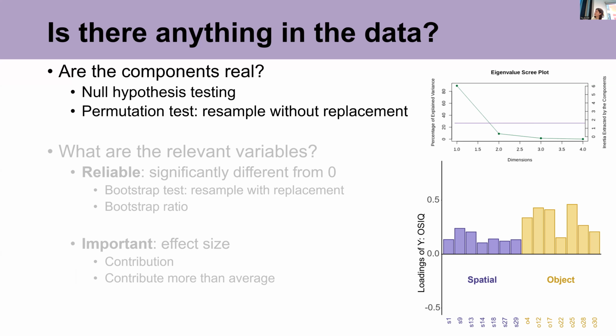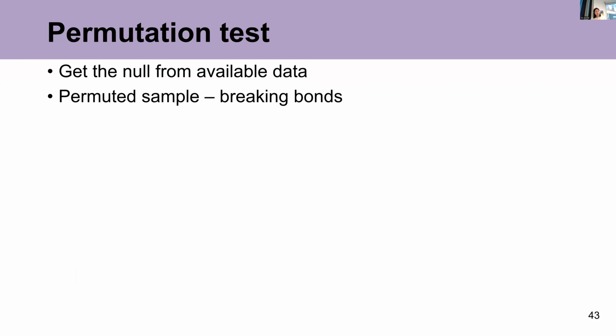Okay, so let's start with the components and the permutation test. The permutation test is a non-parametric test, which means we want to build a null distribution based on our data sets. The assumption of permutation is that what we collected, the data that we have now, is the best representation of the population. And we're going to see what the null distribution will look like if this is the best we could get. What permutation does is permute the samples by breaking the bonds.